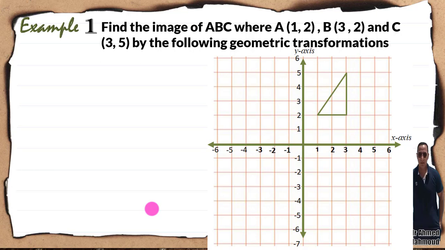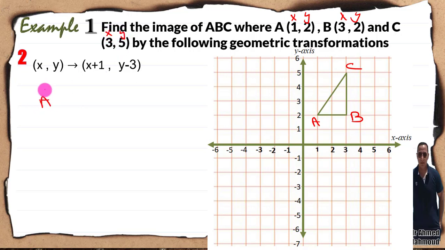Okay, now let's solve number 2. Also in the same example, I have A, 1 and 2, B, C. And I have another transformation, x plus 1, y minus 3. Here A, 1, this is x, and this is y, don't forget, x, y. Now A dash: I'm going to make x plus 1 and y minus 3, like this. 1 plus 1 equals 2. 2 minus 3 equals negative 1.